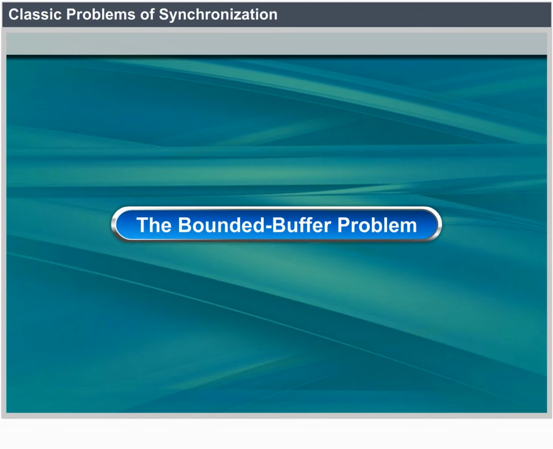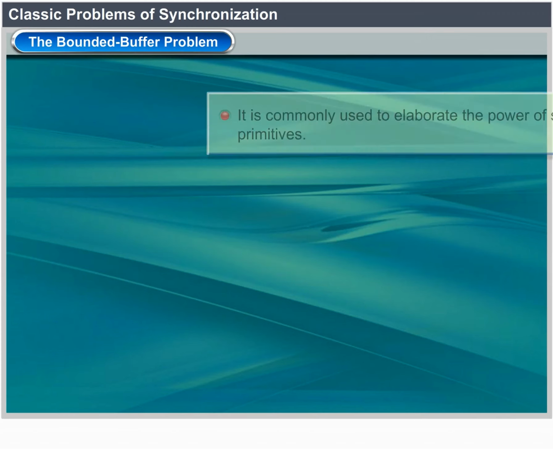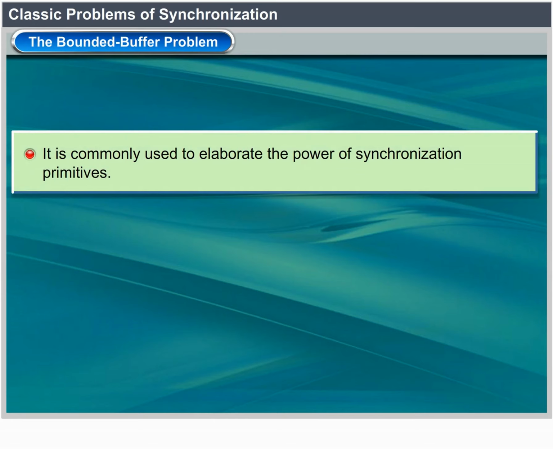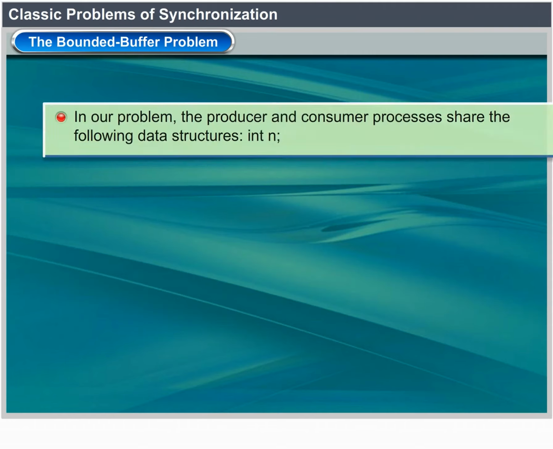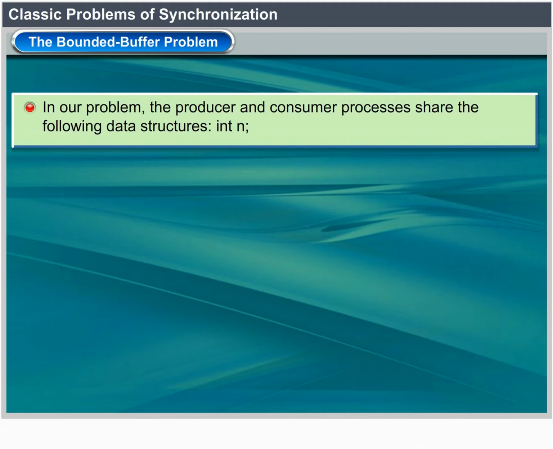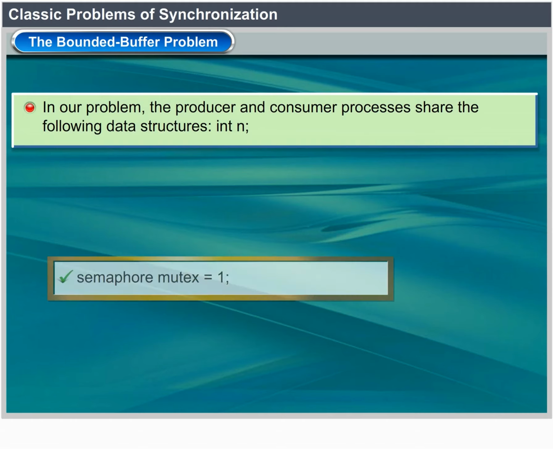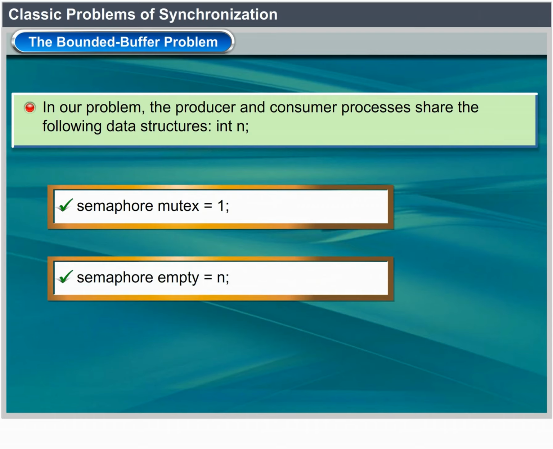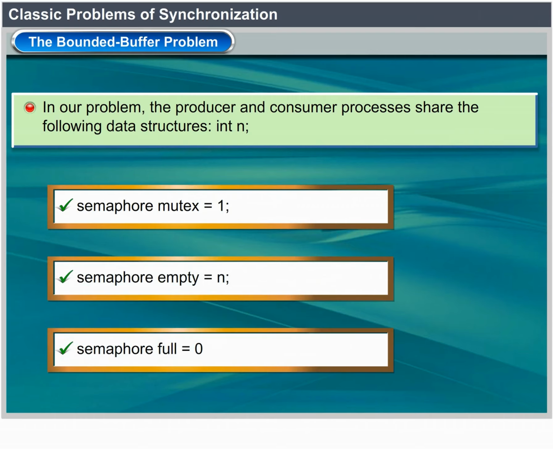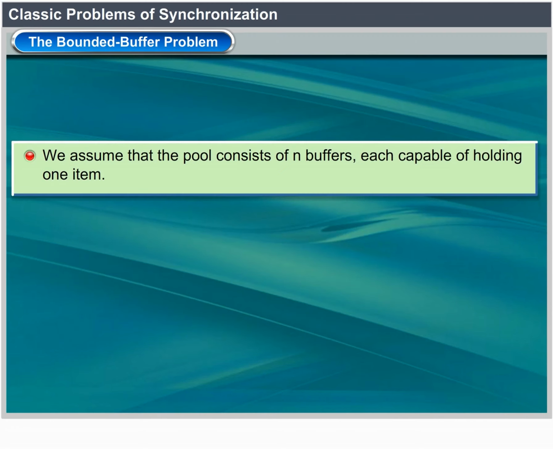The bounded buffer problem. It is commonly used to illustrate the power of synchronization primitives. Here, we present a general structure of this scheme without committing ourselves to any particular implementation. In our problem, the producer and consumer processes share the following data structures: int n; semaphore mutex equals 1; semaphore empty equals n; semaphore full equals 0. We assume that the pool consists of n buffers, each capable of holding one item.